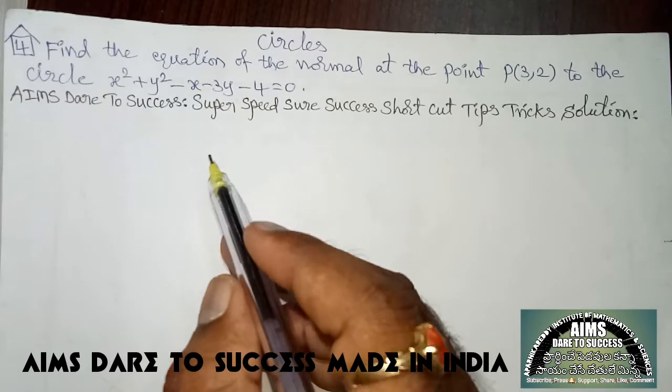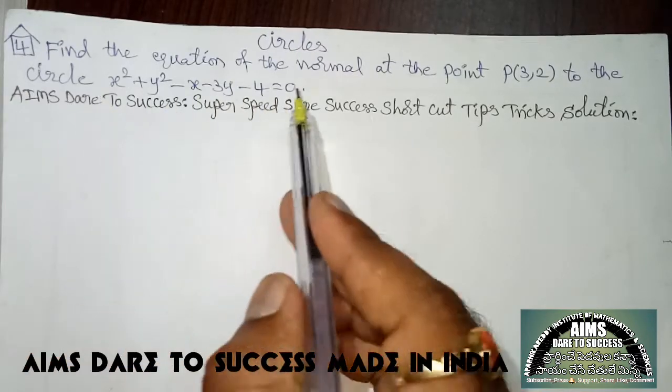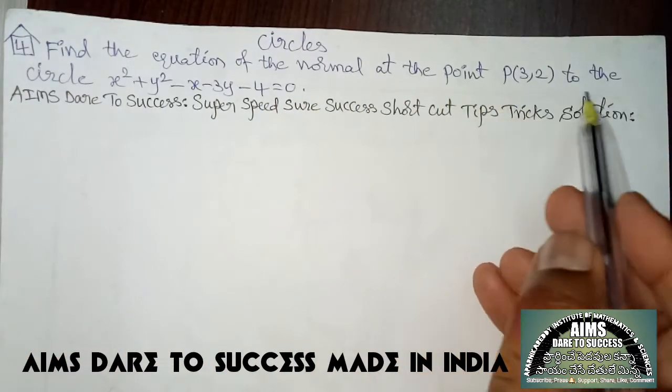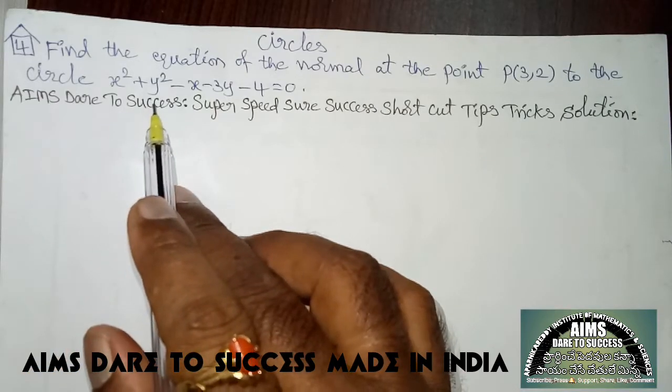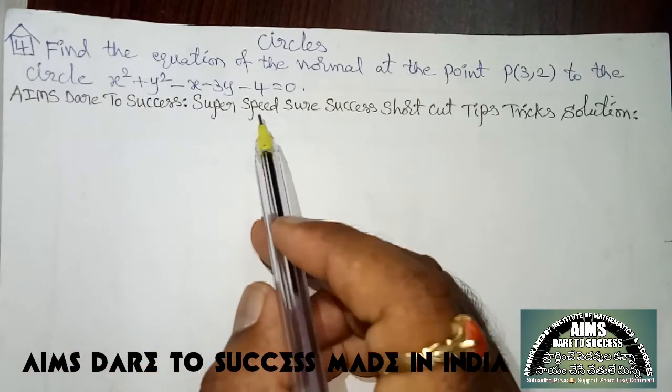One more question, a similar model question, my dear students and friends. Find the equation of the normal at the point P(3, 2) to the circle x² + y² − x − 3y − 4 = 0.